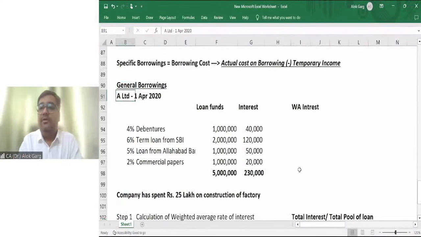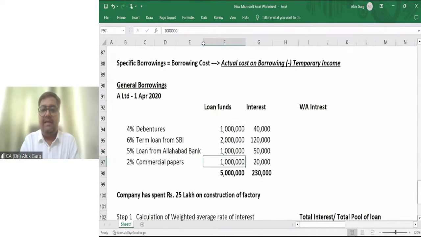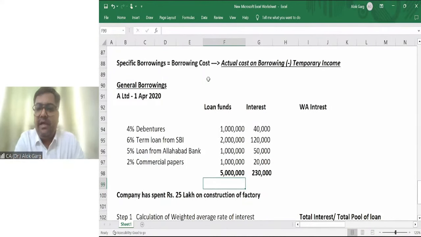ICAI Limited, on 1st April 2020, took some loans: 4% debentures of rupees 10 lakh, a 6% term loan from State Bank of India of rupees 20 lakh, a 6% loan from Allahabad Bank for rupees 10 lakh. And they have also raised money from commercial paper for 10 lakh rupees. Total funds procured from four different sources as a consortium is 50 lakh rupees.